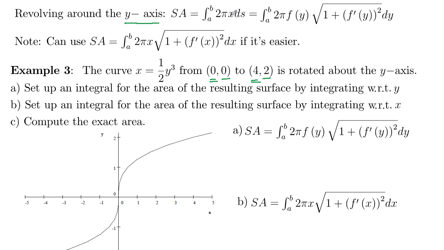And then that arc length element ds can be written as root 1 plus f prime of y squared, or down here root 1 plus f prime of x squared dx if that's easier. And our x we can write as a function of y for the y integral, or just leave it as x for the x integral.